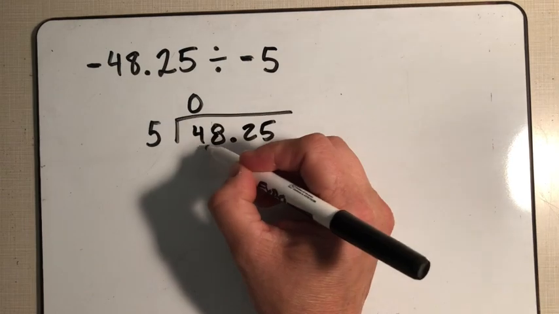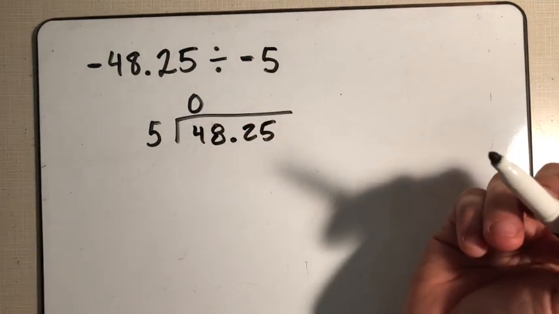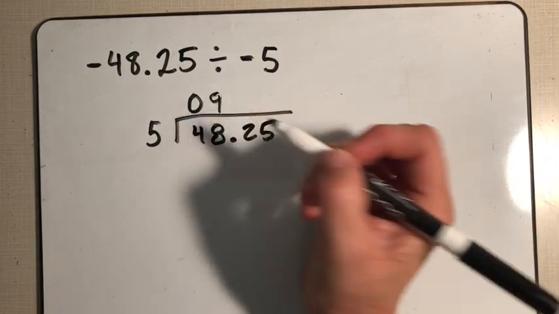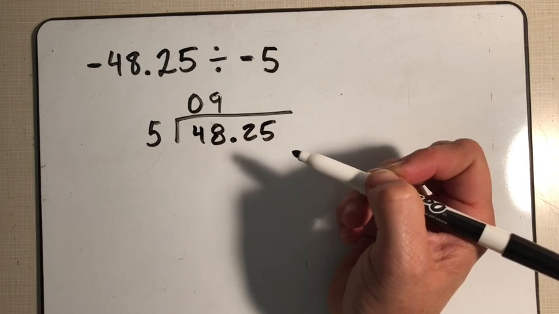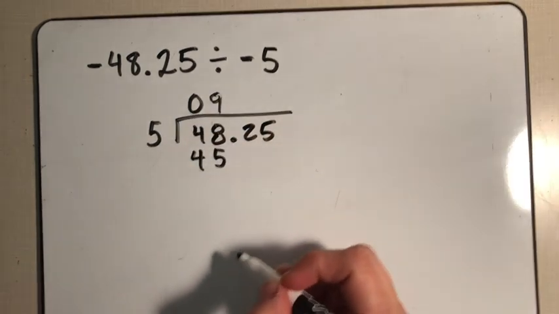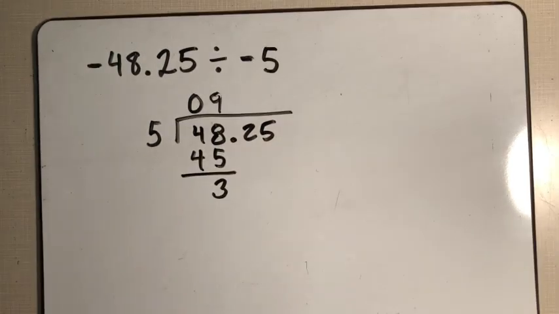So now I'm going to cash those $10 bills in and get 48 $1 bills. Those I could pass out. So I could give 9 $1 bills to each person if I had 48 of them. 9 times 5 means I passed out 45 $1 bills. And when I subtract, I see I've got 3 $1 bills left.